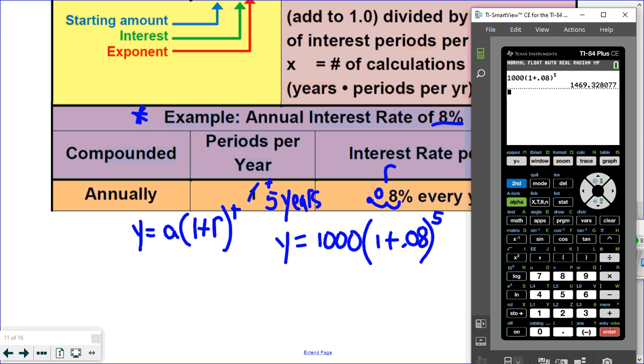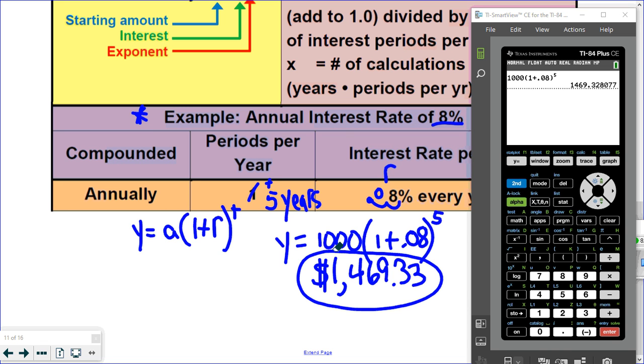And enter. So at the end of 5 years, your $1,000 have grown to that. At the end of 5 years. All right, compounded annually, every year, 8%. And that's it. All right, let's go on to other questions.